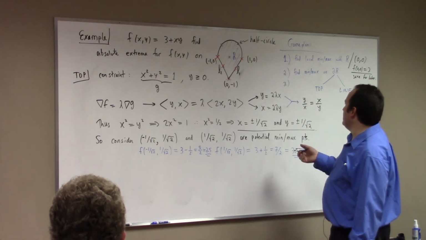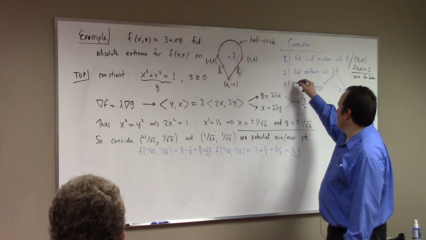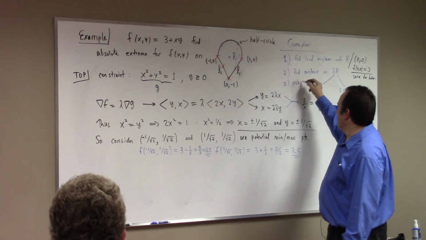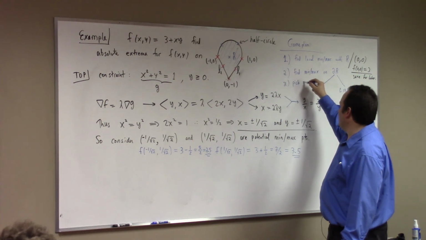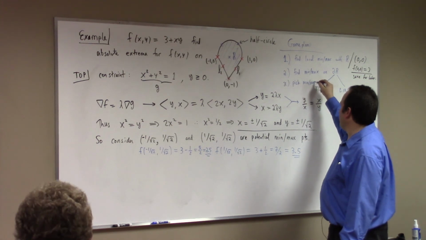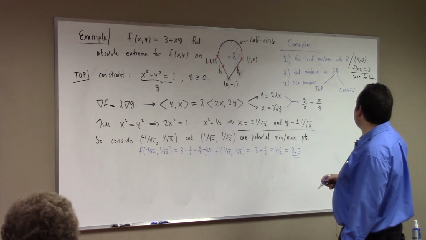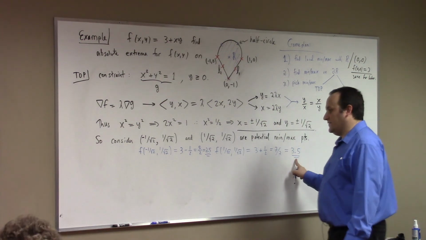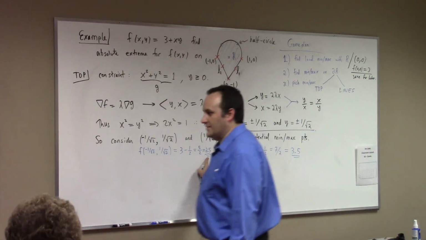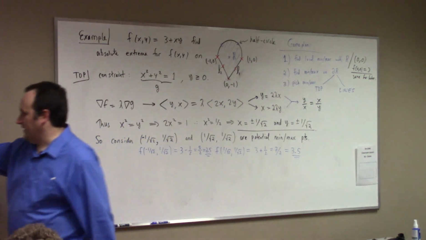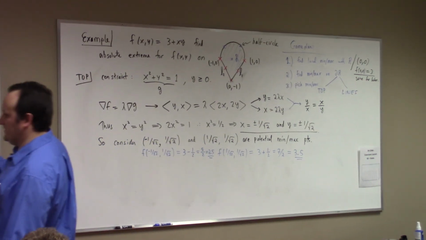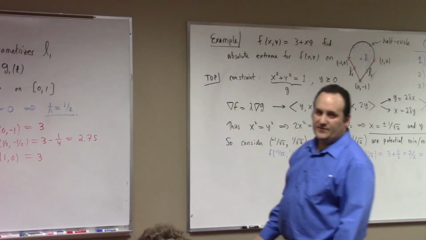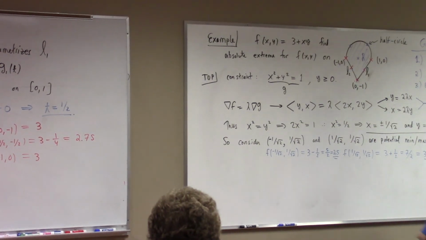Step 3 is, pick winners. Pick min-max amongst the candidates. So what do we have? We have a 3. We have a 3.5. We have a 2.5. Another 3. Another 3. A 2.75. So what's the absolute minimum and absolute maximum on R?